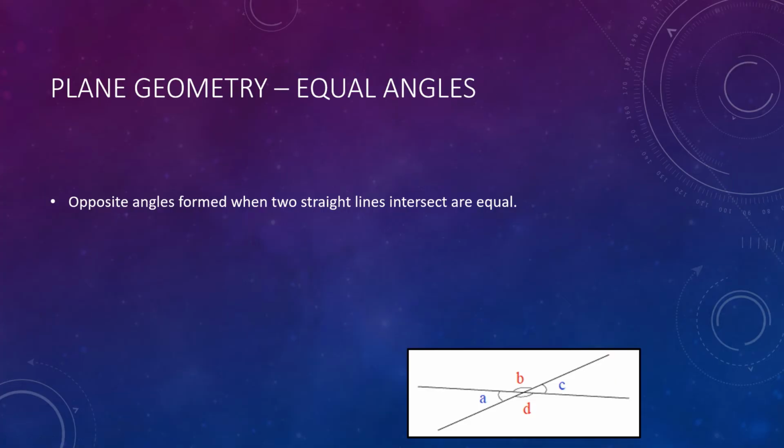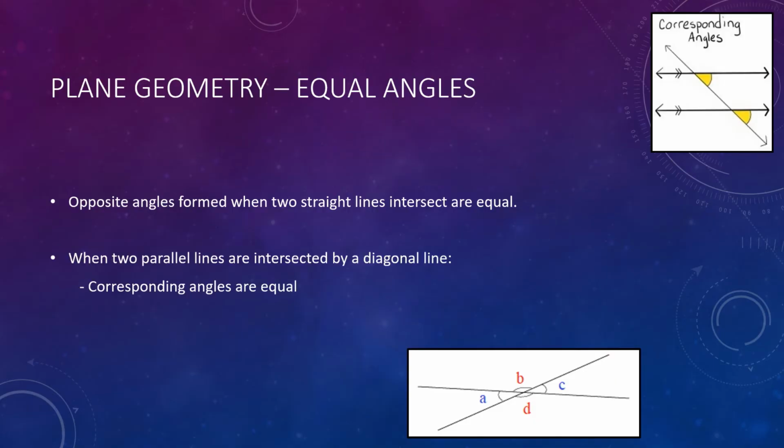Well, there's several other situations that we might encounter where angles will be equal without being explicitly told. When you have two parallel lines, like you see at the top here, these two horizontal lines, that are then intersected by a diagonal line, angles that we call corresponding are equal. So the two angles on the same side here are going to be the same.